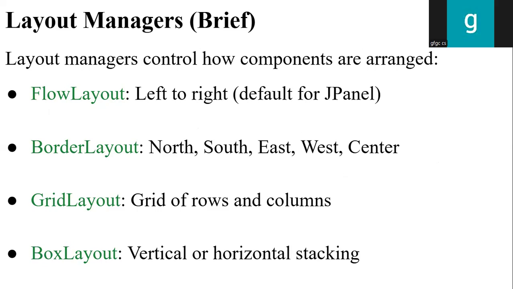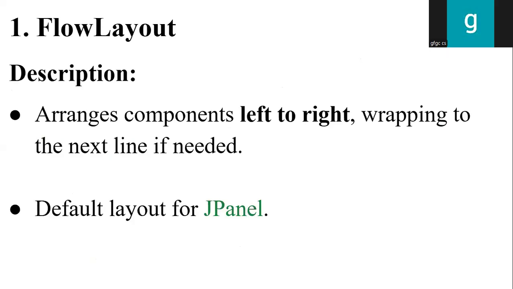Flow layout will arrange the components from left to right by default, as in JPanel. Border layout has north, south, east, west, and center. Grid layout is a grid of rows and columns. Components will be arranged in a table-like fashion, starting from rows and columns. Box layout, vertical and horizontal stacking, is called a box layout.